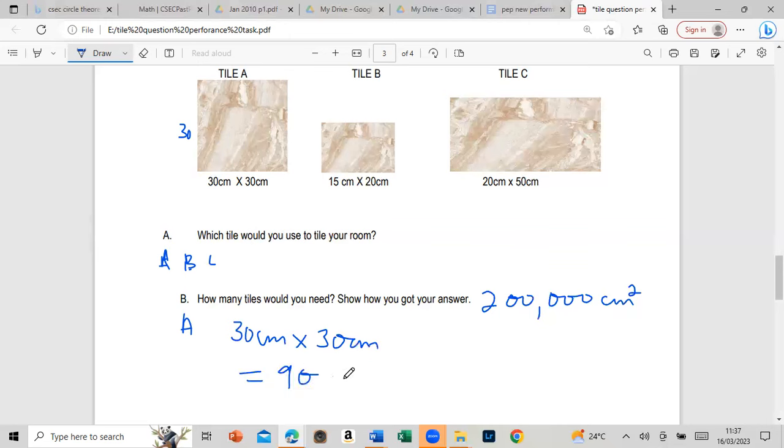So the area for the small tile, for A, would be 900. Alright, so in order to find out how many tiles we need, what we have to do is divide 200,000, which is the area for the entire room, by how much space 1 tile is going to take up, 900. You can just divide by 10. Boom, boom. Alright, so that's 20,000 divided by 9.